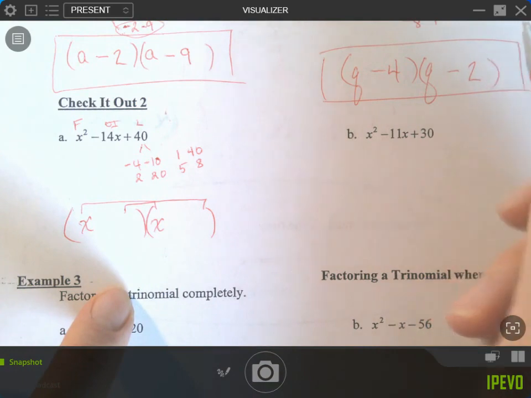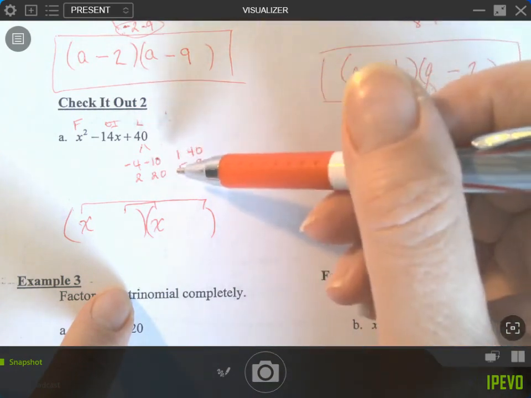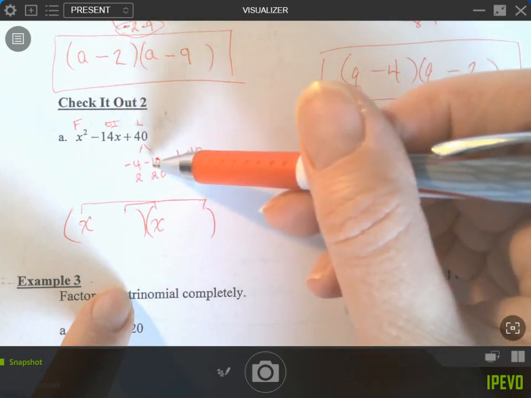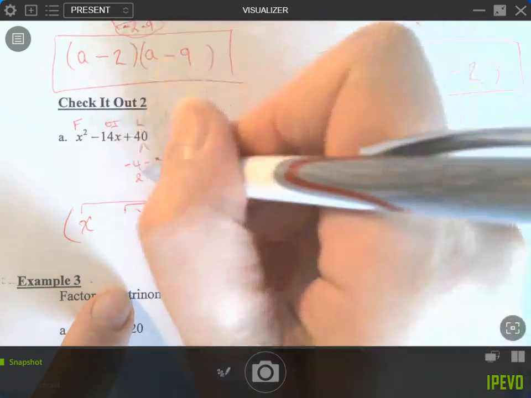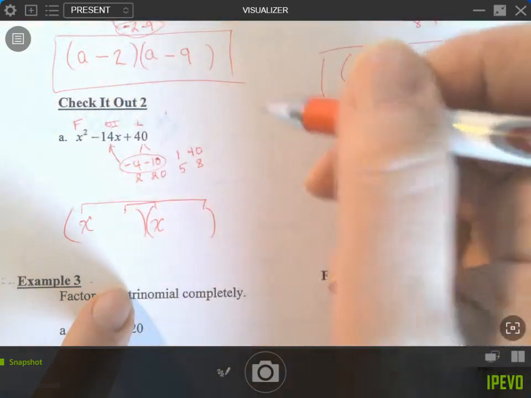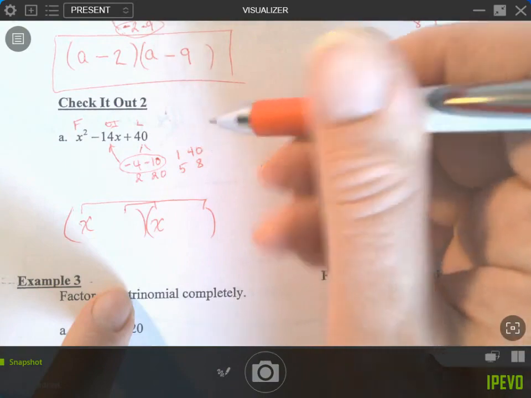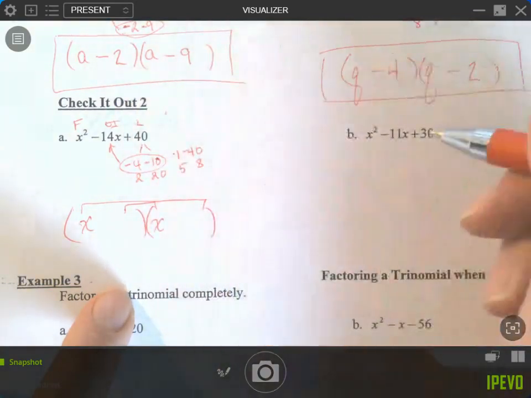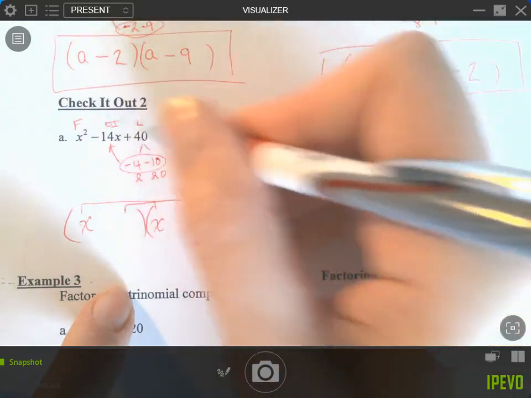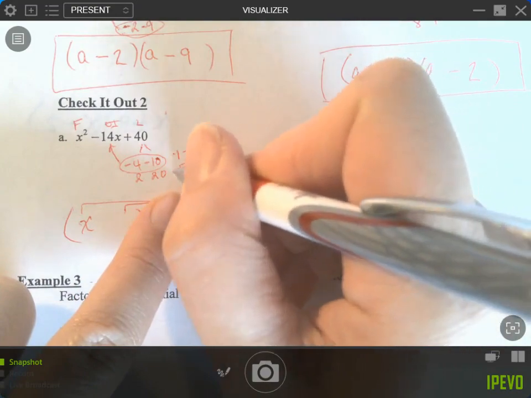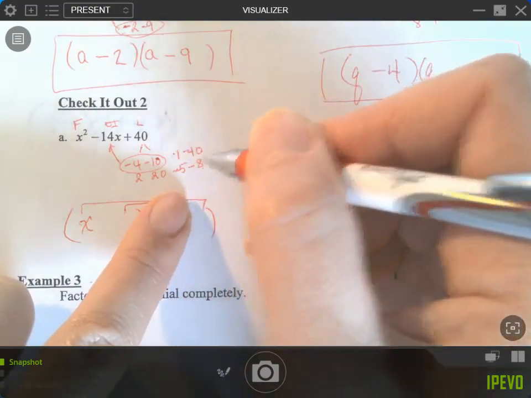add up to negative 14. So if you look at all these combinations, if I had these as positive, they would add up to positive 14. So I want the opposite sign. So anytime I get the right number, I just have to flip the signs to make it work. 1 and 40 add up to 41, and if I change the signs, they multiply to 40, but they add up to negative 41. 5 and 8 multiply to 40, but they add up to 13. If I change the signs, they still multiply to 40, but they add up to negative 13.